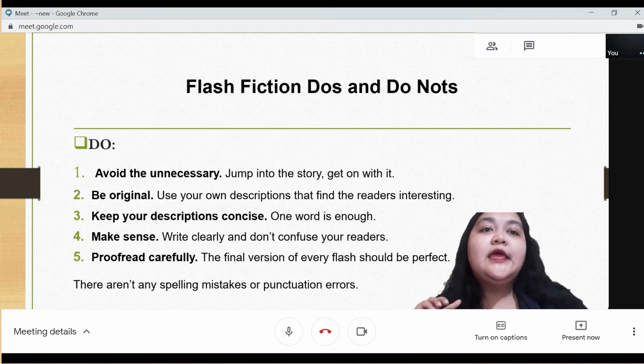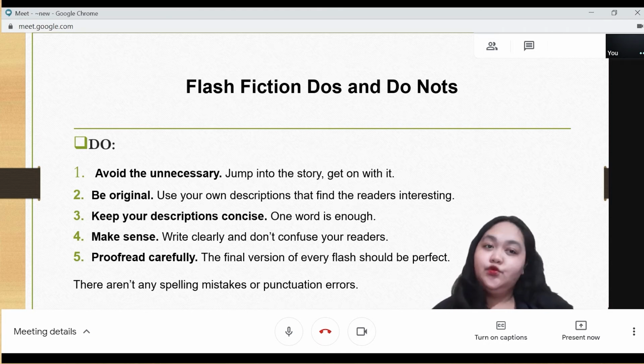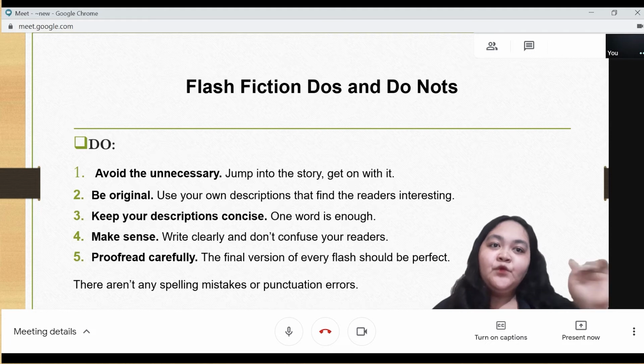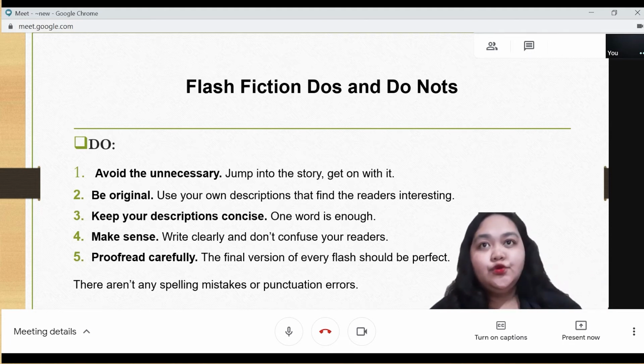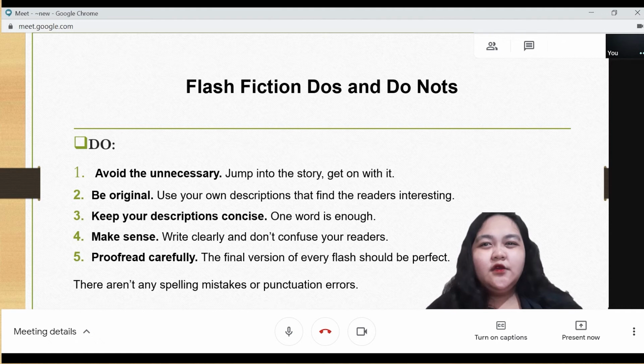Okay. And of course, after editing your work, we have the do's and don'ts when you are going to make a flash fiction story. First, when we say do, avoid the unnecessary. Jump into the story, get on with it. You don't need to have so many plots, so many twists, and other ways of writing a story. Just go on with it.